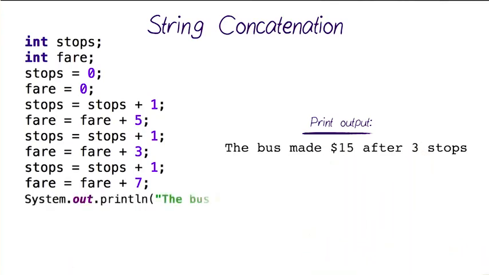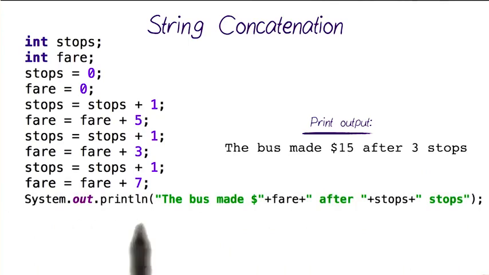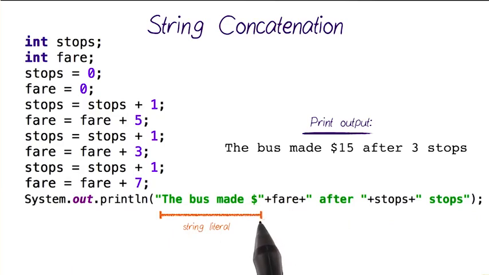This can be done using a command like that. It's just a normal println command, but it has a lot of string concatenations inside. Let's investigate it step by step. The first part here is string literal, which is just strings within quotation marks. So that's going to be printed out exactly as we typed it in, all the way from the bus made and then the $ sign, like so. And then we have this plus sign, which is concatenating something. This happened to be the variable fare.